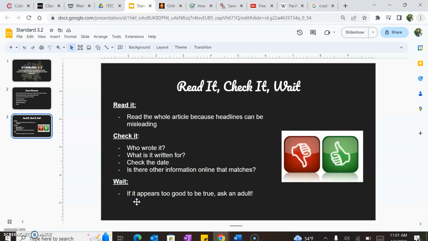Moving forward, students will use the read it, check it, and wait method to determine whether the sources they are using for research projects or research in general are credible.